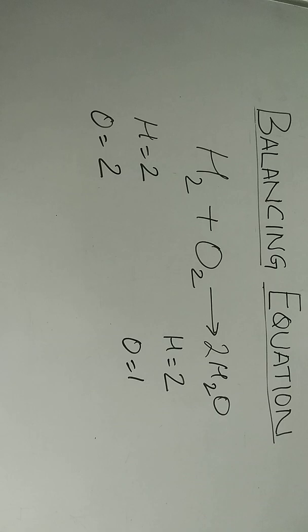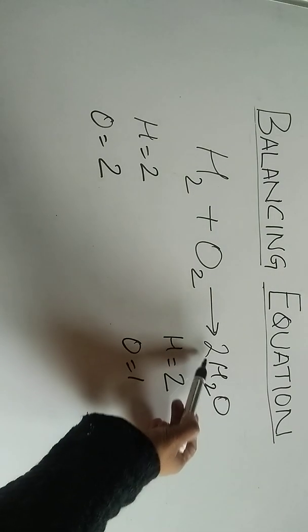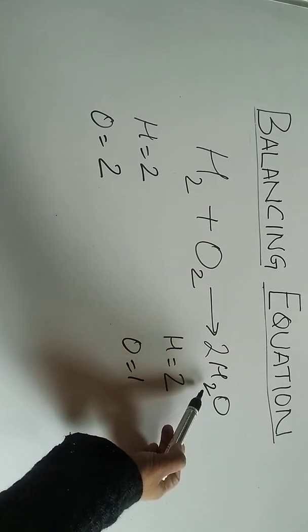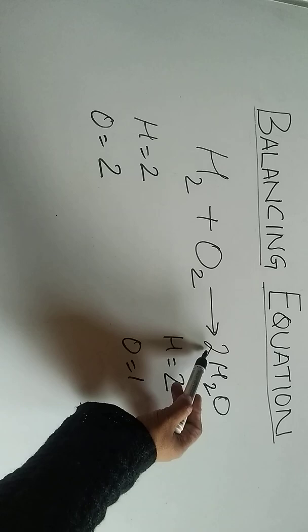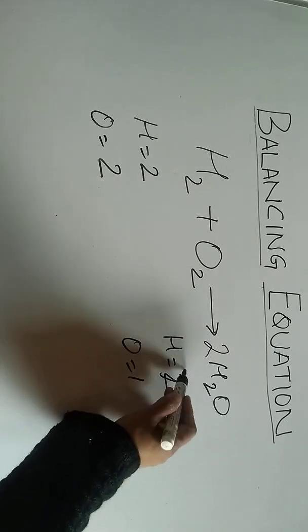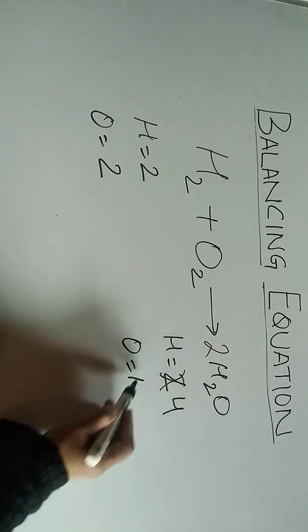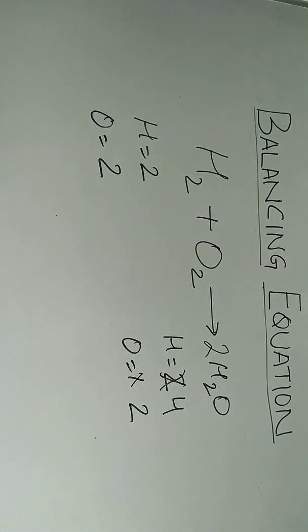So now what changes have been happening? See the changes very properly. This 2 we have put to balance the oxygen, but this 2 will be multiplied by the hydrogen 2 also. Alright. So this 2 into this 2, the hydrogen now becomes 4. This 2 into the 1 of oxygen now becomes 2. Right? So oxygen has been balanced, but the hydrogen is unbalanced now. So we need to balance the hydrogen.